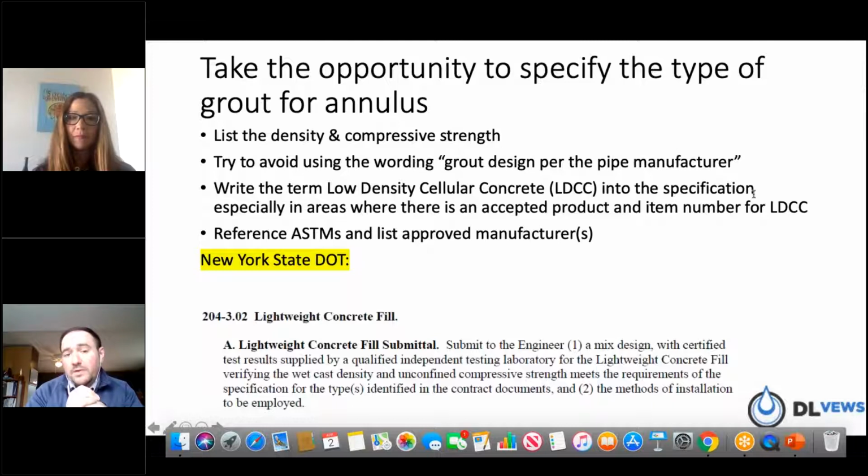So my message to any DOT or owner is go ahead and specify the type of grout that you want to benefit your design, and just know what your compressive strength is going to be. All too often, it's "grout to be per the pipe manufacturer" or something like that. Some sort of verbiage falls into the spec somehow. The grout is just like anything else on that project. It's something that you can and should, in my opinion, specify. So I am passionate about that. I think it's something that certainly can be taken care of.